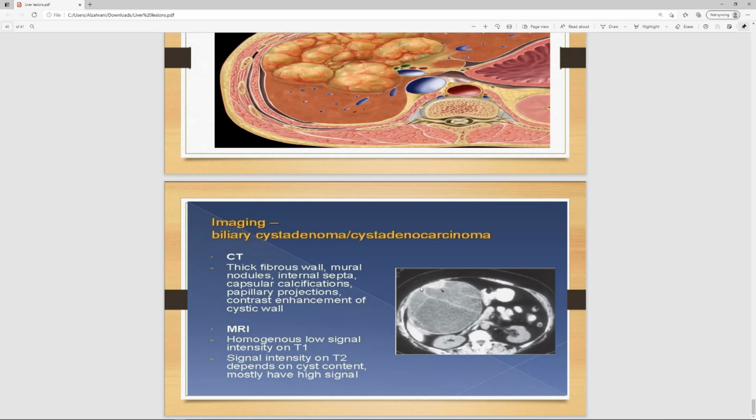This is a characteristic of cyst adenoma. Papillary projections and contrast enhancements of the cystic wall. See, the cystic wall is enhanced. And in MRI, you will see homogeneous low signal intensity on T1. Again, we are repeating the same thing again. T1 is hypointense, while T2 is hyperintense. And that's it. And thank you so much.